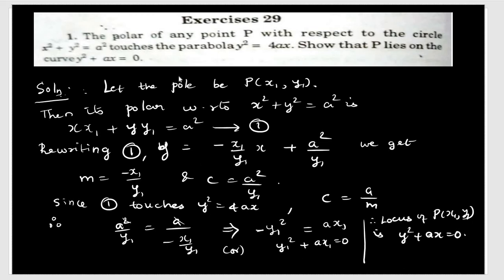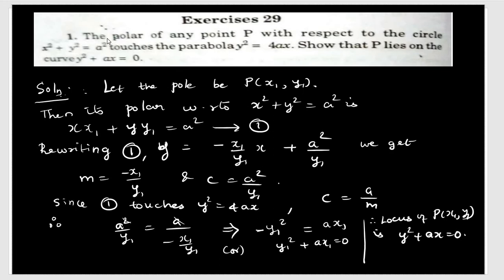Now in this we will see the exercise problems from exercise 29. The first one is: the polar of any point P with respect to the circle x square plus y square is equal to a square touches the parabola y square equal to 4ax. If this is the case, then you have to show that this P lies on the curve y square plus ax is equal to 0.